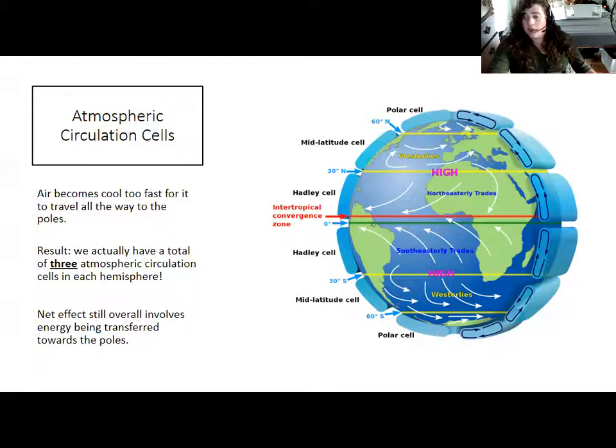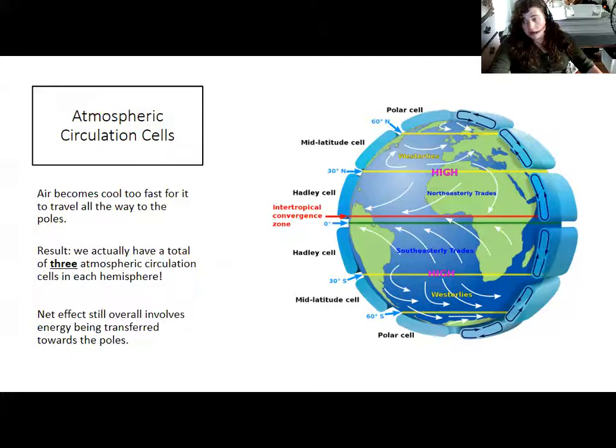And there is a mid-latitude or Ferrel cell where wet air rises at 60 degrees and also falls at 30 degrees. And lastly, you have the polar cells where some of the same wet air at 60 degrees instead travels to the poles and falls at the poles as cold, dry air.